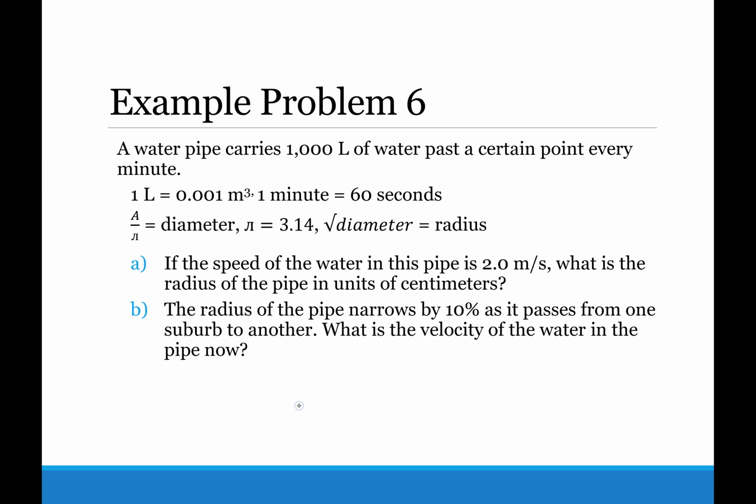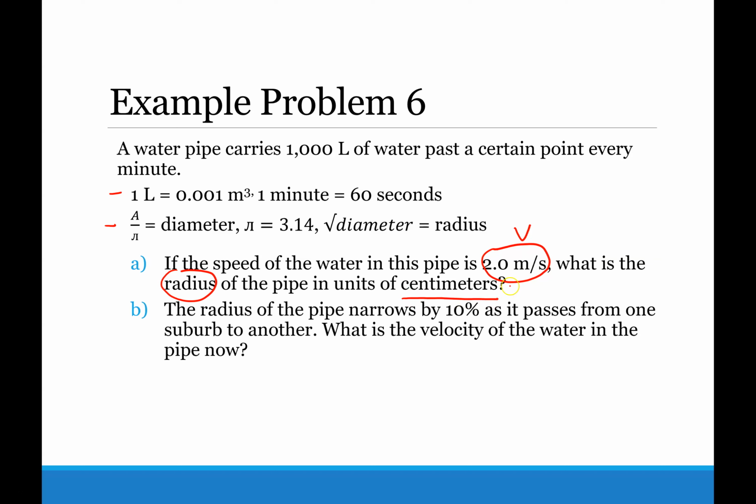Example problem 6 is going to be worked in 2 videos because part A and part B are both pretty involved. So part A says a water pipe carries 1,000 liters of water past a certain point every minute. You're then given some conversion factors here and here. And so part A says if the speed of the water in this pipe is 2 meters per second, which we know to be a velocity, what is the radius of the pipe in units of centimeters?